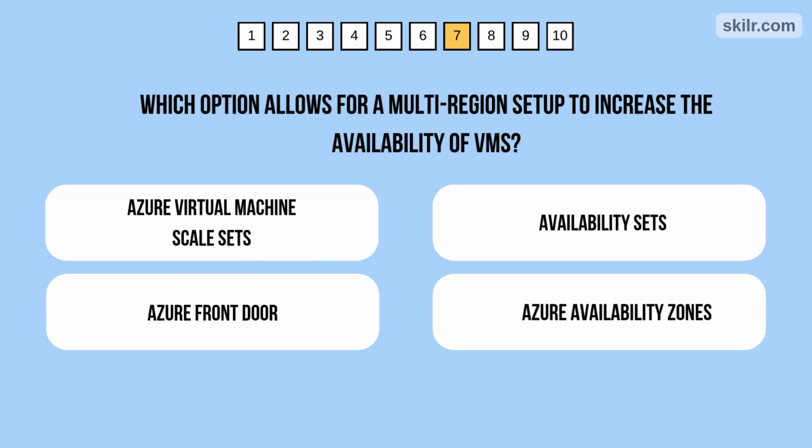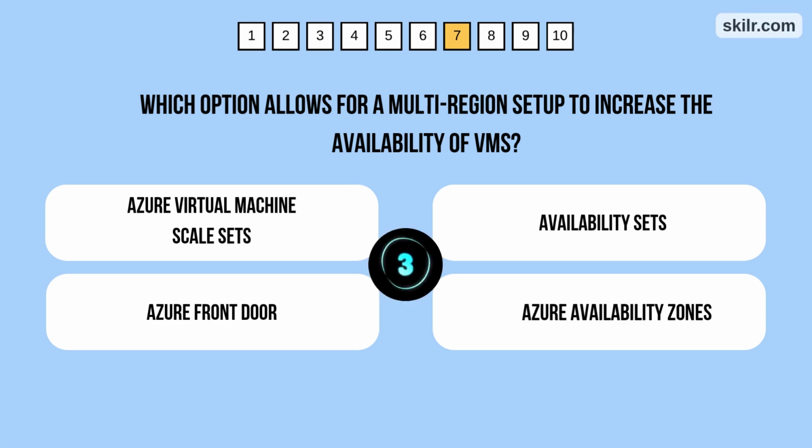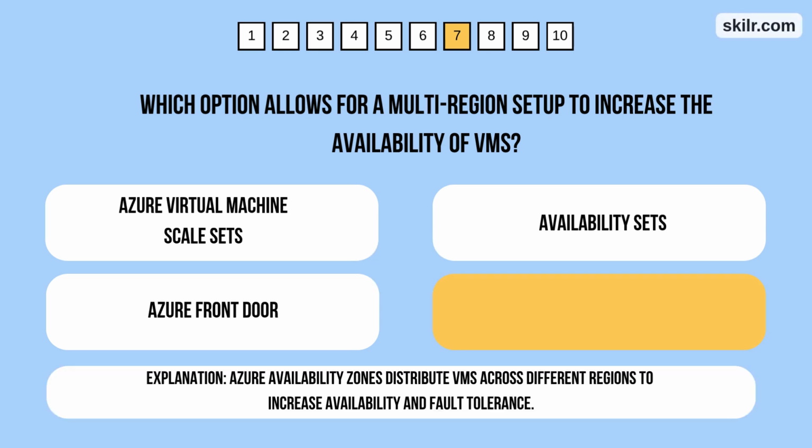Question 7. Which option allows for a multi-region setup to increase the availability of VMs? The answer is Azure Availability Zones, as Azure Availability Zones distribute VMs across different regions to increase availability and fault tolerance.